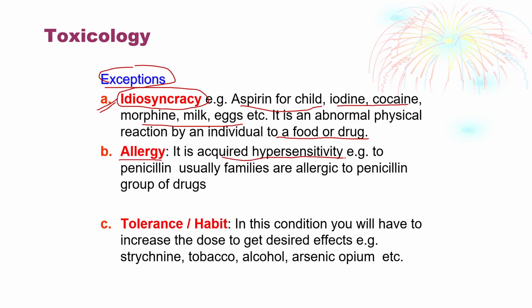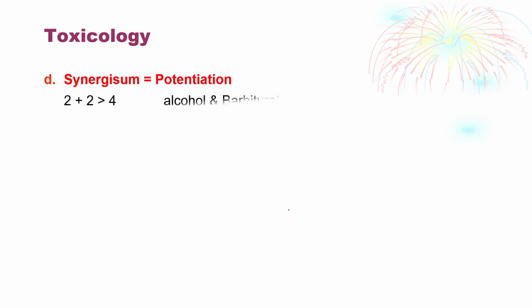Allergy is actually a hypersensitivity reaction. For example, many people are allergic to penicillin, so in that case it does not follow the law of higher dose, higher concentration. Next is tolerance. There are different drugs and poisons that produce tolerance and habituation, so that they no longer produce the desired effect. This applies specifically to tobacco, alcohol and opium. Synergism.